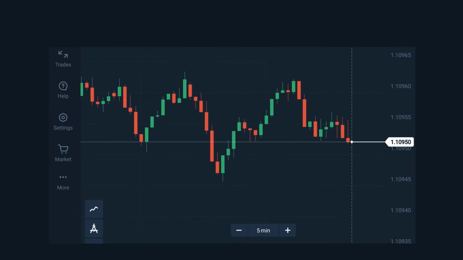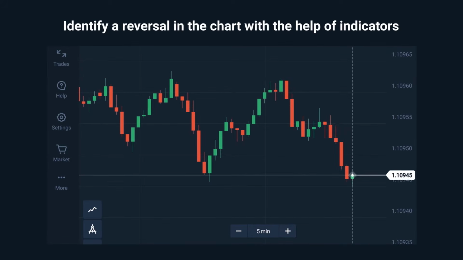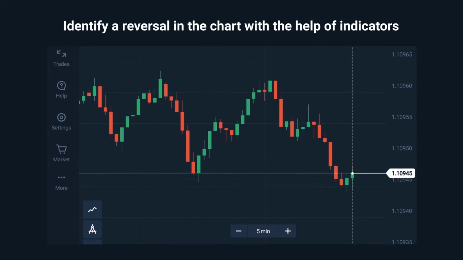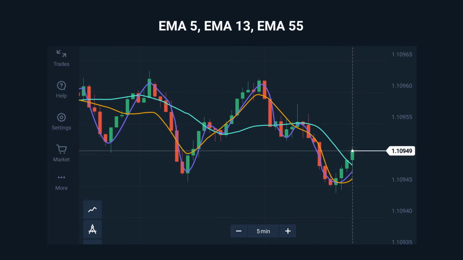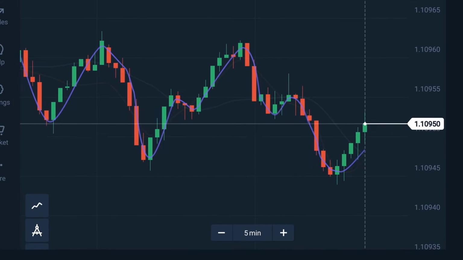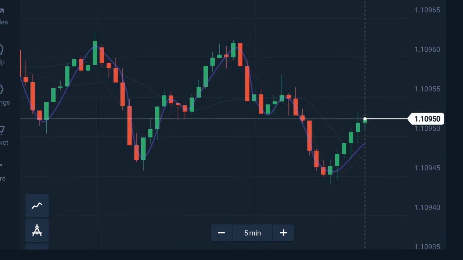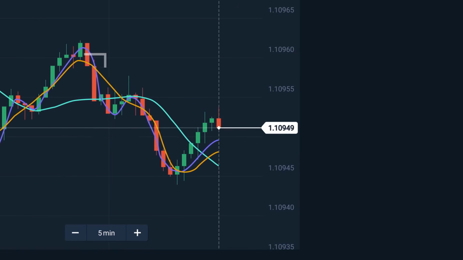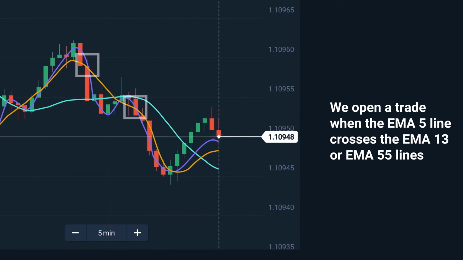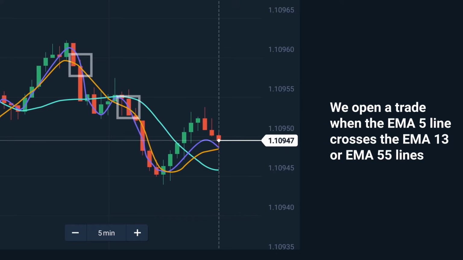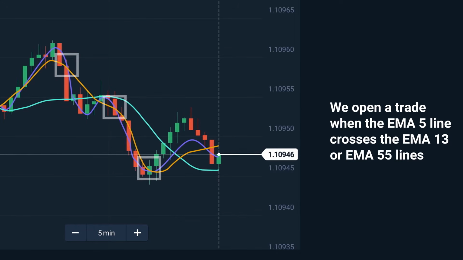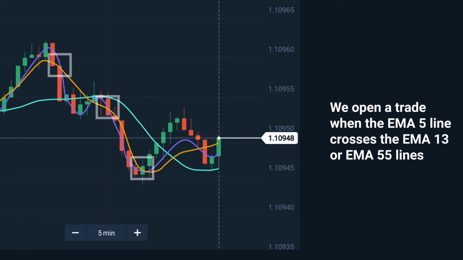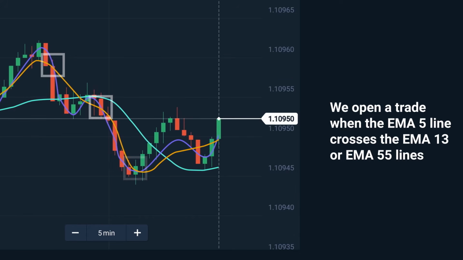The strategy is based on 3 different versions of the exponential moving average (EMA) indicator, with periods of 5, 13, and 55. An EMA with a period of 5 serves as a signal line for the strategy. If the signal line crosses the EMA 13 or 55 going downwards, we open a down trade. If the signal line crosses the EMA 13 or 55 going upwards, we open an up trade.